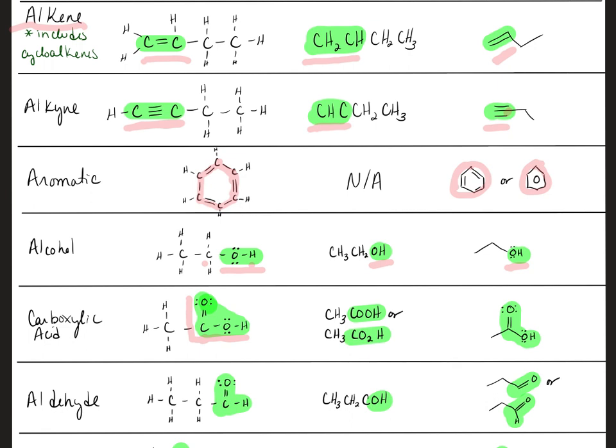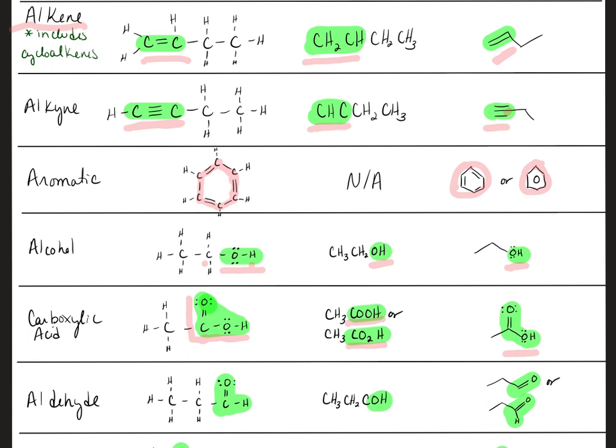Not to be confused with an ester that we're going to look at on the next page. There are multiple ways to represent this in condensed formula. It could be COOH or CO2H, it just depends. And this is how we would represent that in our line-bond Kekulé structure.